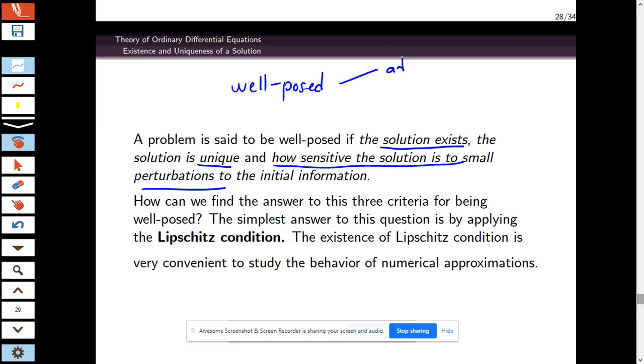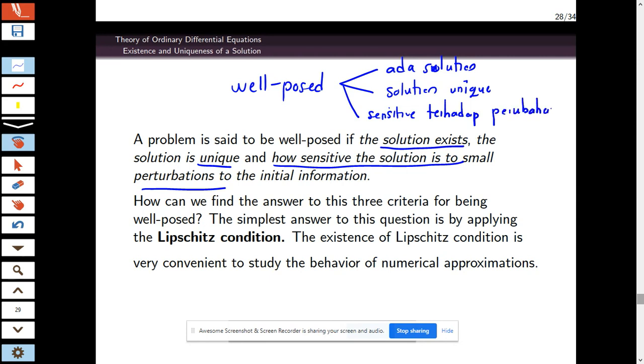Okay, ada solution. And then the solution is unique. What is unique? The previous slide I told you. Unique means the differential equation, the A in front of the equation, is not equal to 0. And how sensitive to the changes. Sensitive terhadap perubahan. Okay, meaning if you change your time value, what will happen?